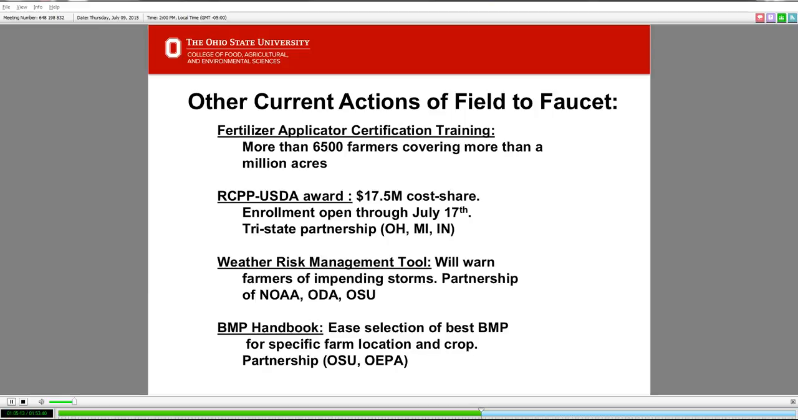And lastly, we're starting to develop a BMP handbook. So there's a lot of different best management practices out there. Many of them are helpful, but they're not all applicable to every farm. So the idea here is for a farmer to be able to enter in the slope of their field, the soil type that they have, the types of crops that they're farming. And with this best management practice handbook tool, the farmers will be able to know what types of BMPs will be most applicable to their farm, give them the best bang for the buck in terms of agronomic returns and in terms of water quality benefits.